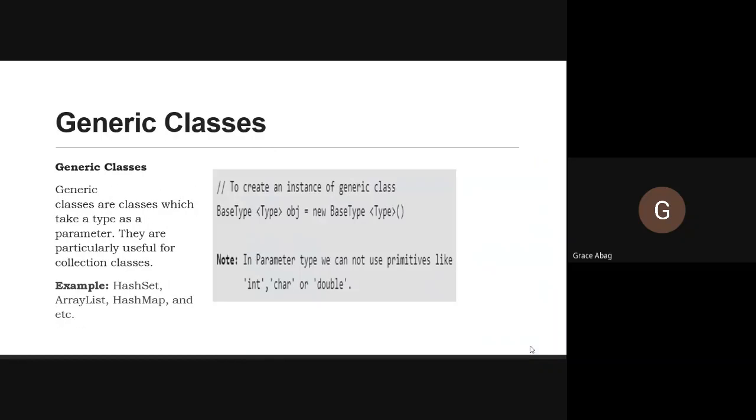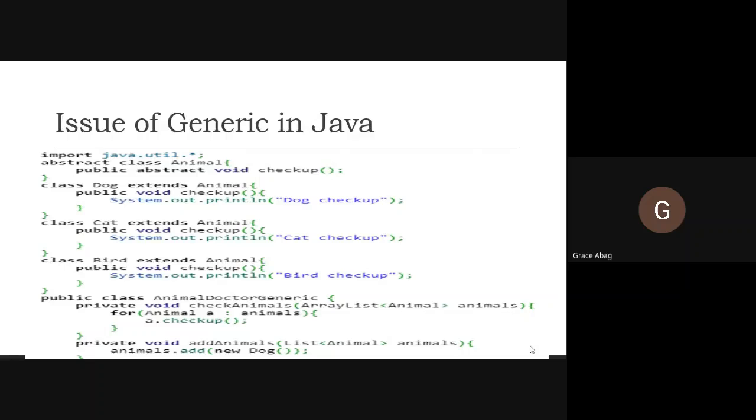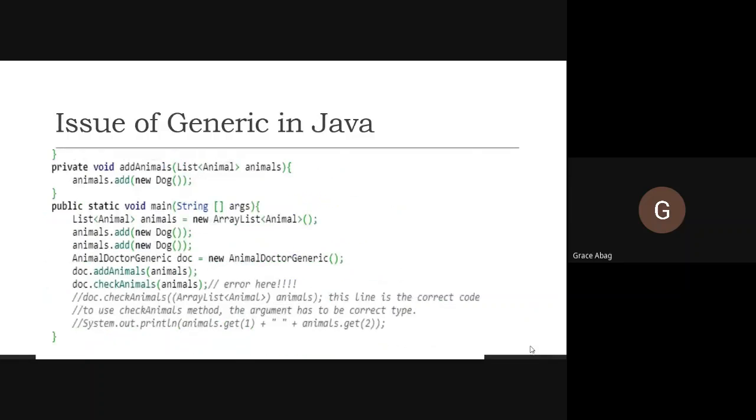Generic classes are classes which take a type as a parameter. So they are particularly useful for collection classes. These are the examples: the hash set, array list, and hash map, and so on. All right, so these are the examples of generics in Java. Let me go ahead, just give me a moment.